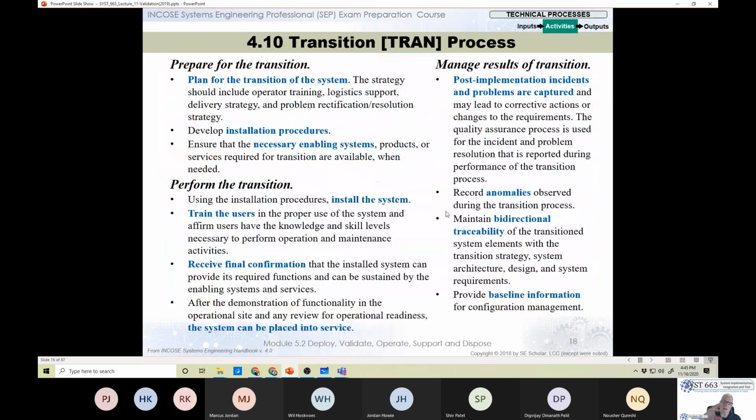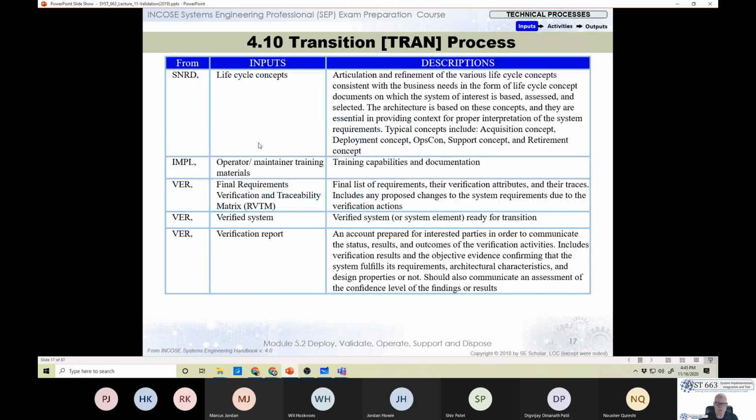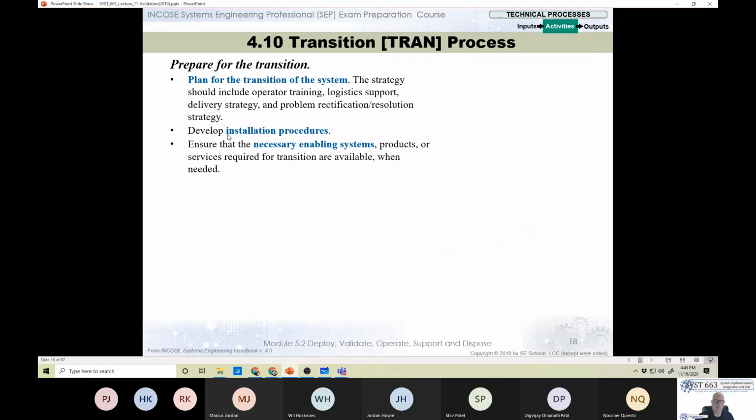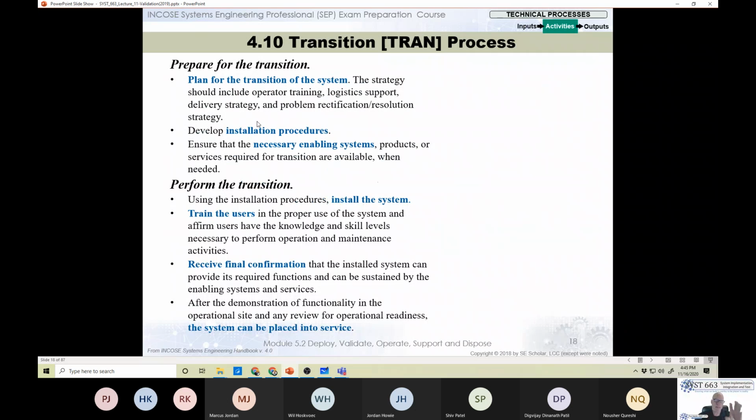But from an activity standpoint, you plan for it. So there are aspects of your inputs that help you with that planning, especially the concepts or the VR, the final RVTM. But you actually make sure you're planning and got your installation procedures written up. Any enabling systems that you need, you make sure you buy them and they're available to you. And then you perform the transition, install the system. If users need to be trained, you need to get them ready for it as well.